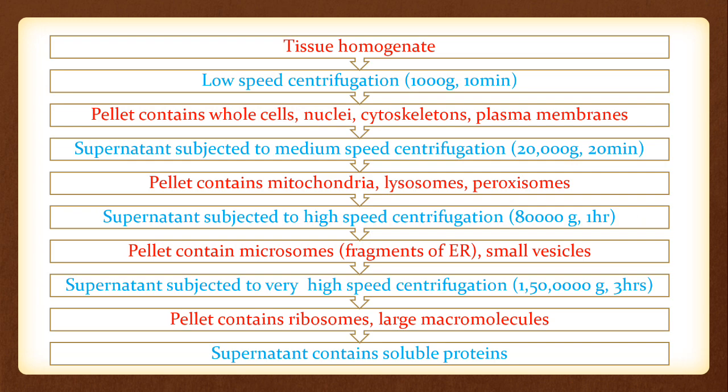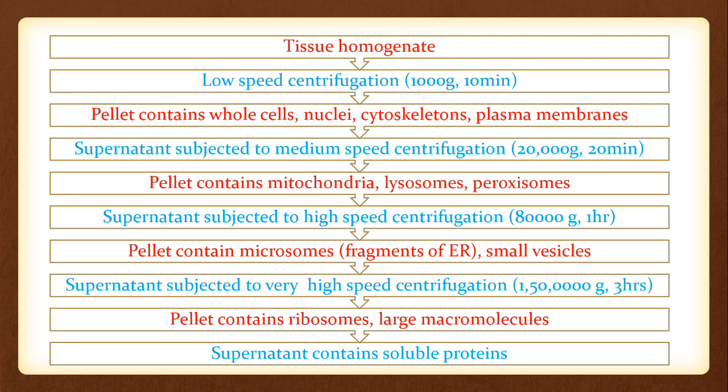It gives a pellet containing microsomes, fragments of endoplasmic reticulum and small vesicles. Again the supernatant is subjected to very high speed centrifugation, at 150,000 G for 3 hours, which gives a pellet containing ribosomes and large macromolecules, and the supernatant containing soluble proteins. So based on different molecular sizes and different centrifugation speeds, we separate the proteins. Lastly, the supernatant contains the soluble proteins.